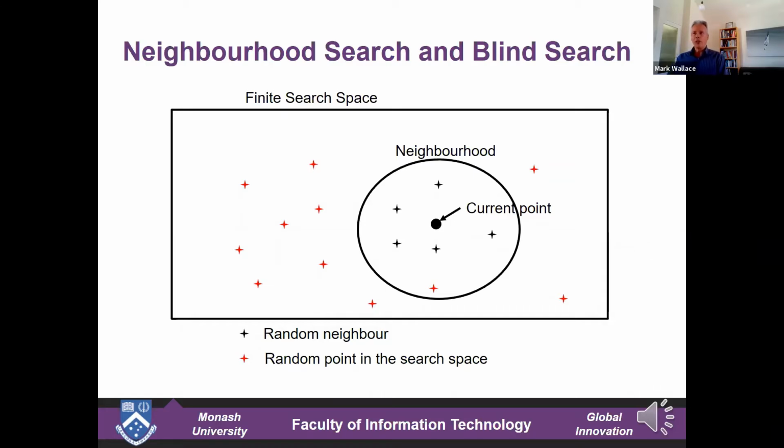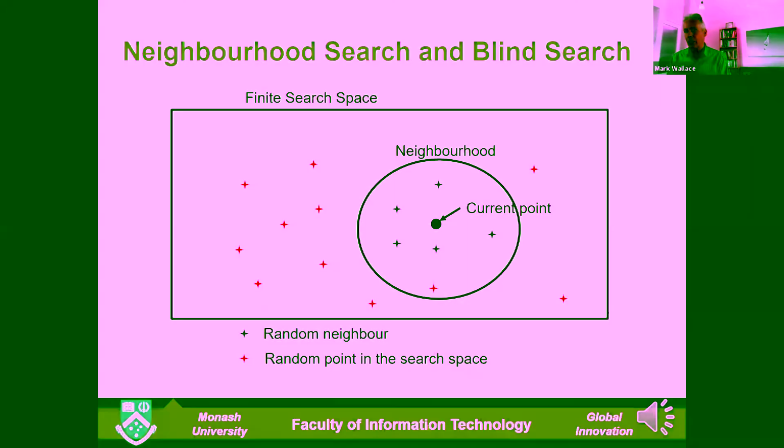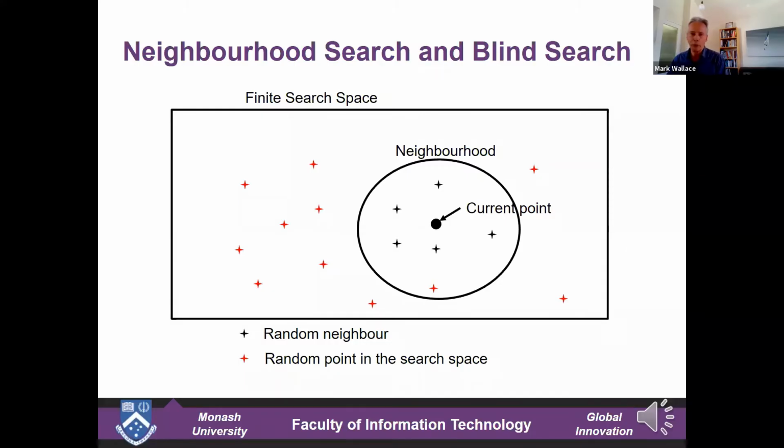So the setup is that you have a finite search space and you have a current point. If you're looking at neighbourhood search, then you're picking a random point in the neighbourhood of the current point. And blind search, you're just looking for a random point in the search space as a whole.